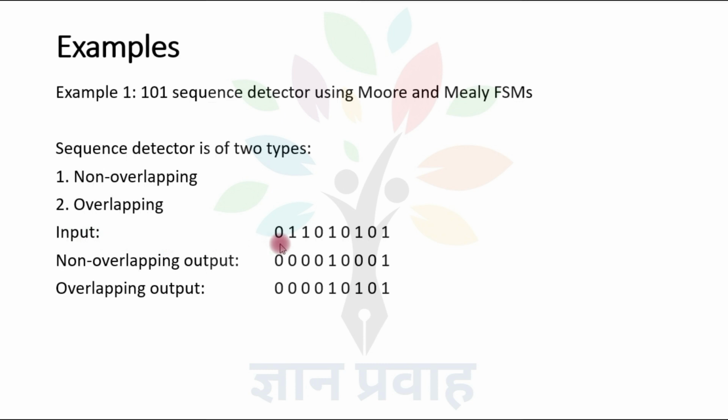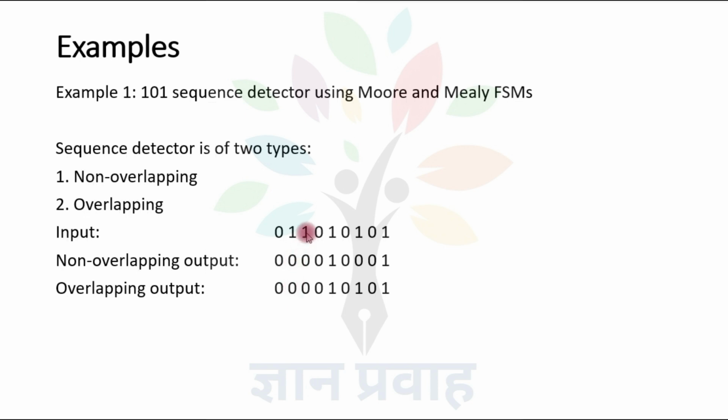Suppose the input string is 0 1 1 0 1 0 1 0 1. That is the input of the machine or FSM. When we receive the first input bit, then the sequence is not detected. It means the output will be 0 in both cases, overlapping and non-overlapping. When the next sequence bit is 1, then the sequence will be 0 1, so it is not the desired sequence. It means the output will be 0 in both cases.